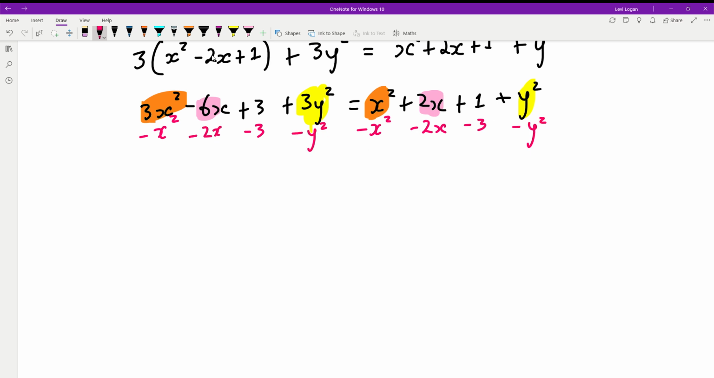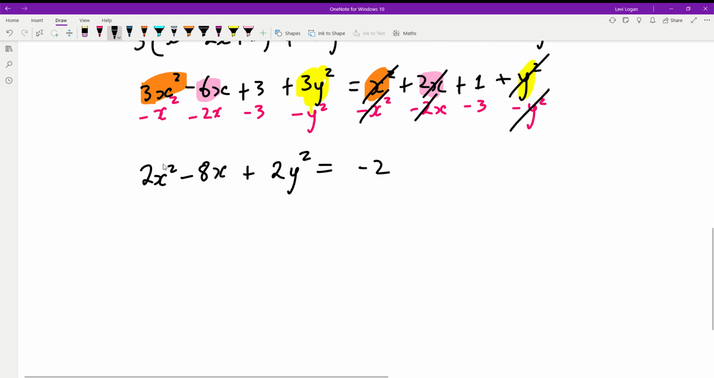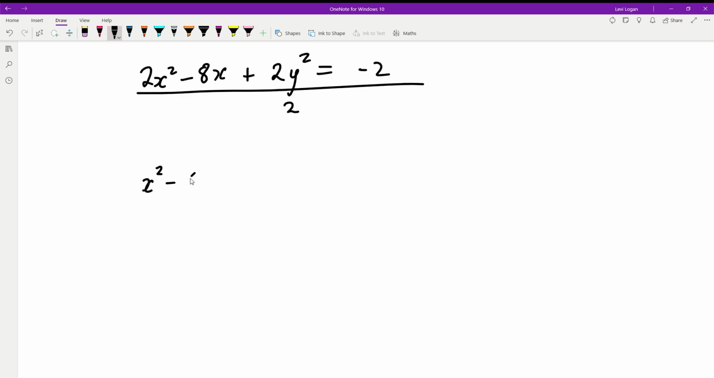Okay. So if we do this, we're going to have 2x squared minus 8x plus 2y squared. That's gone, that's gone, that's gone, that's gone. This should be negative 2 then, and that's gone, that's gone. And this is what we'd have left, if I've done everything correctly. Now we can see they all are divisible by 2, so we can divide the entire thing by 2. So we'd have x squared minus 4x plus y squared equals negative 1.